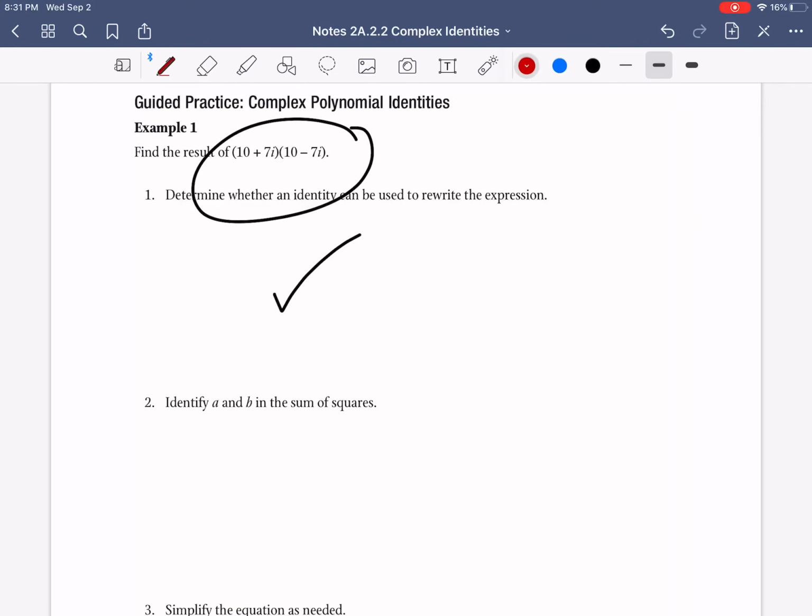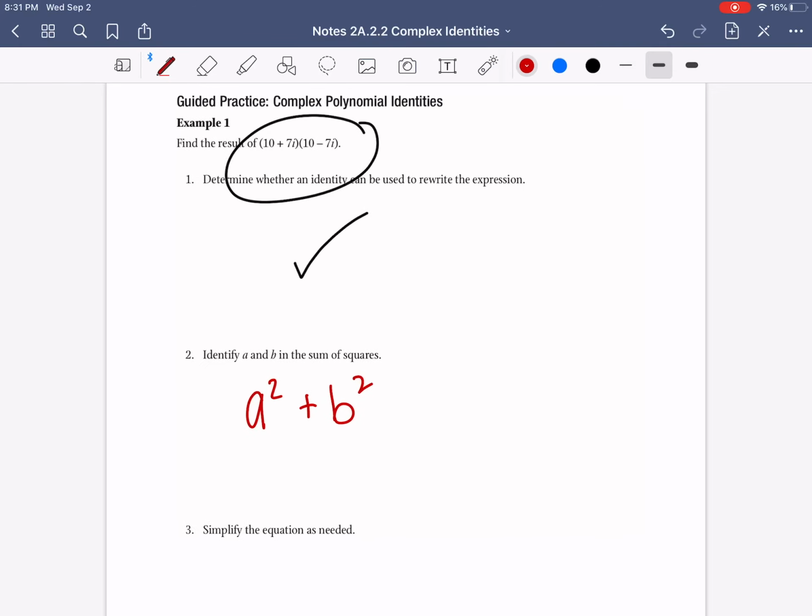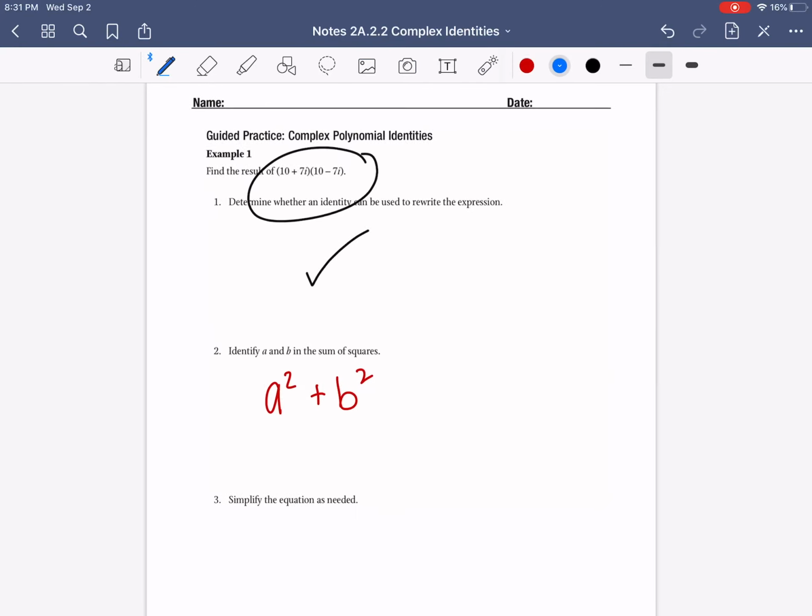And so the way that it works is all you have to do is square A and square B and add them together. So you just have to identify what your A is. A is your real piece.